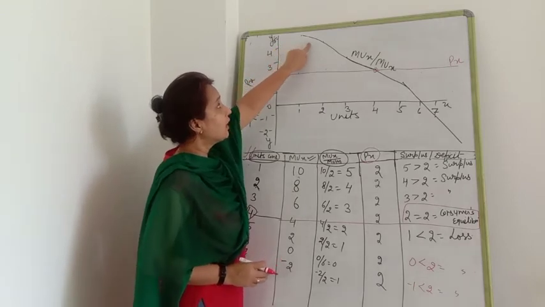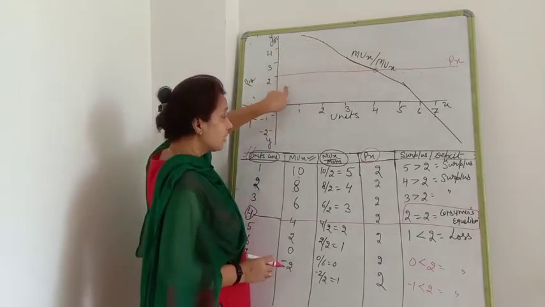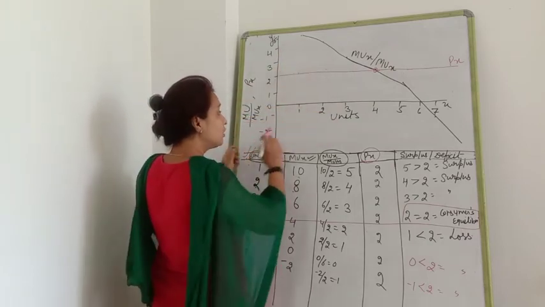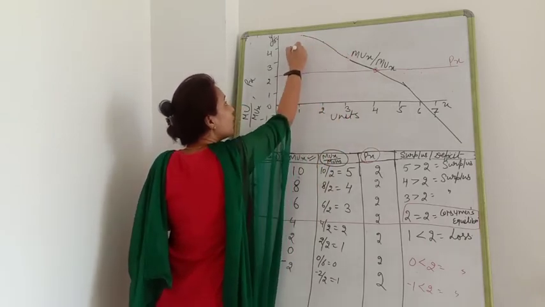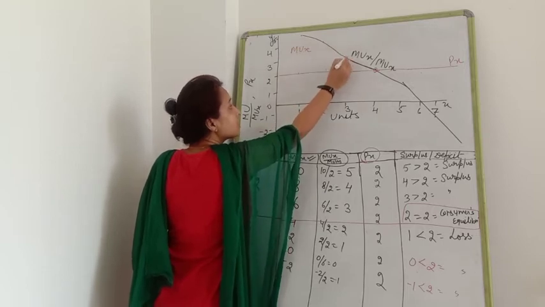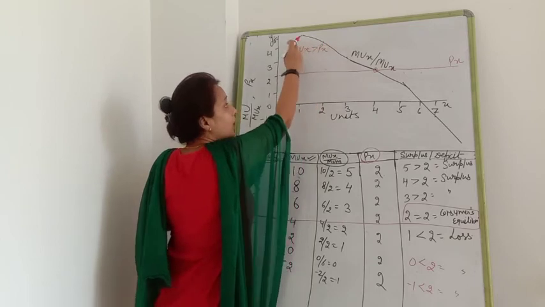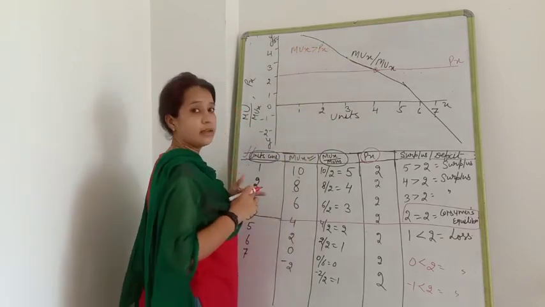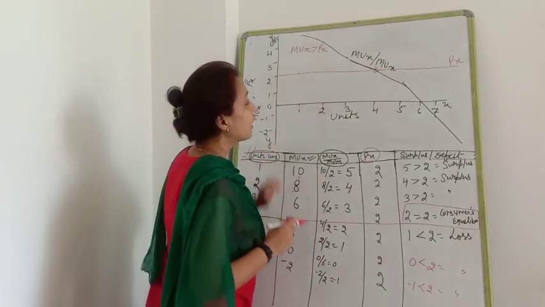You can see here MUX is greater than PX. It means whatever the consumer is going to consume, the first unit, second unit, third unit, here you can see MUX is greater. Clear? MUX line is in black ink and PX is in red ink. So you can see very easily MUX black ink is higher than the price.